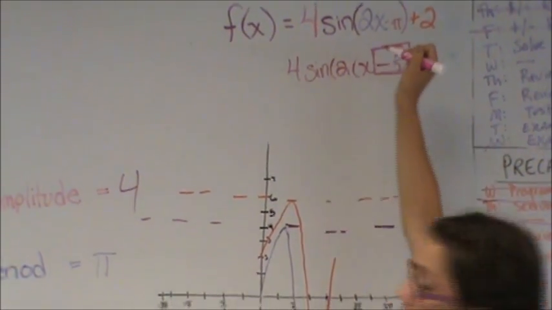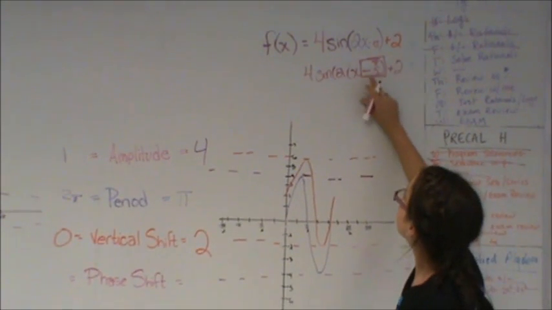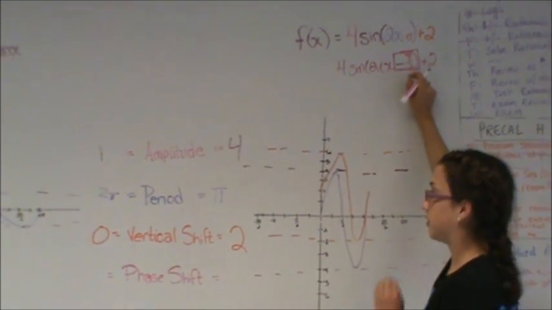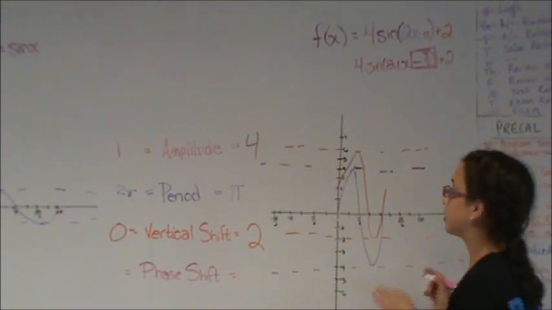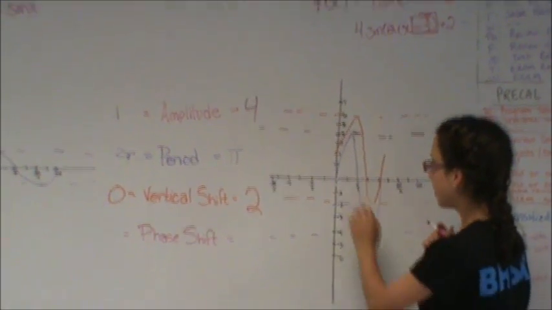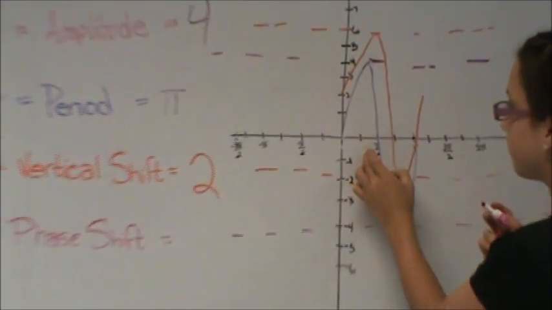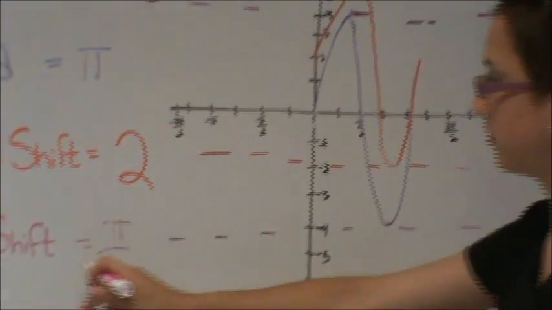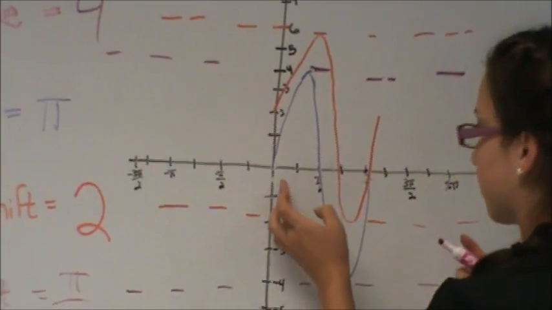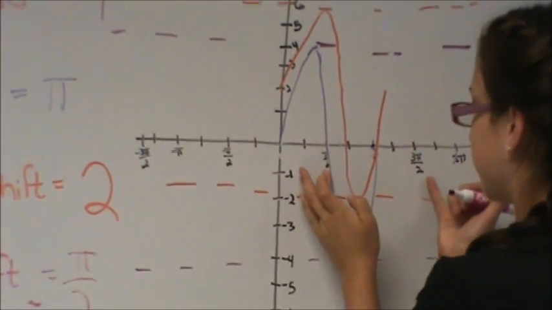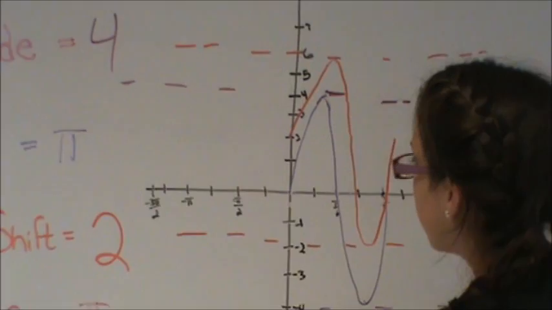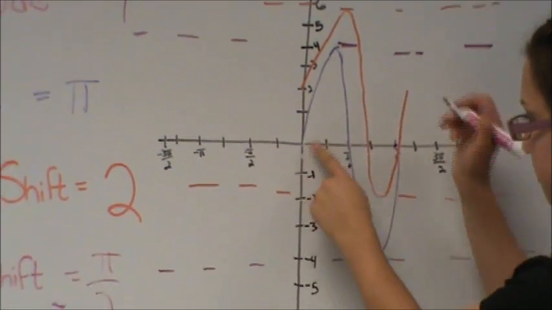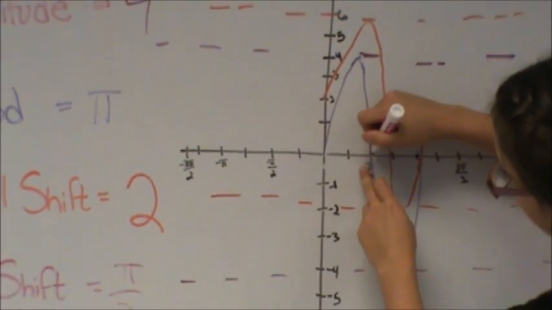Now with phase shifts, left and right always lie. So since it's negative pi over 2, that means you want to move it in a positive pi over 2 direction. So if we look at the graph here, this has no phase shift, this has pi over 2. So if we're going to move the entire graph pi over 2 to the right, then the origin, instead of being at 0, 0, is going to be at pi over 2, 0.